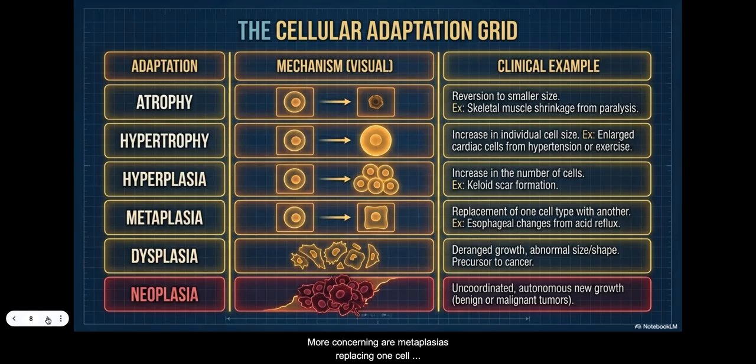More concerning are metaplasia, replacing one cell type with another. Then you have dysplasia, deranged abnormal cell growth. Neoplasia represents uncoordinated autonomous new growth, which we recognize as a tumor. All of these are ways in which the cell adapts to stresses.